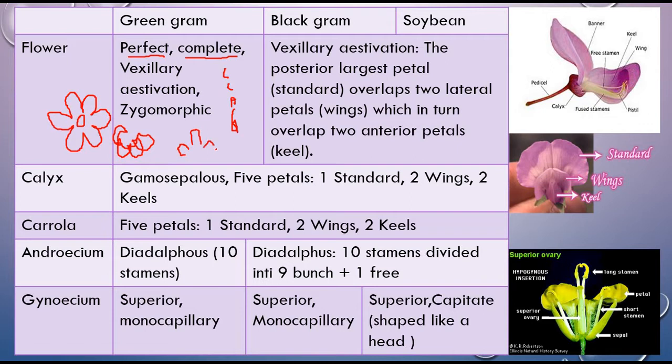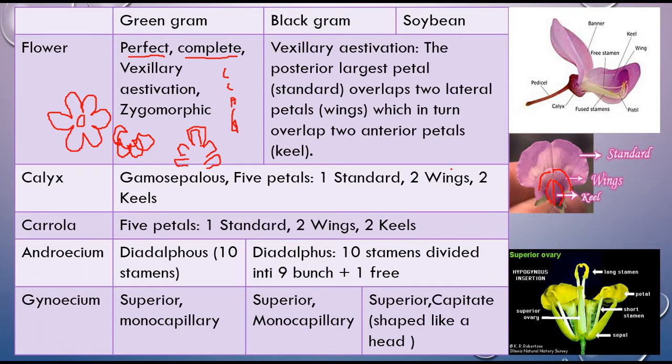Vexillary estivation means what? In this vexillary estivation, there is an arrangement of 5 petals. The largest one, which is outside of that flower, is called the standard petal. If you see here, this one is the standard. Then inside the standard petal there are 2 wings present. They are separated from here. The 2 wings are present here, and inside the wings there are 2 keel petals present.